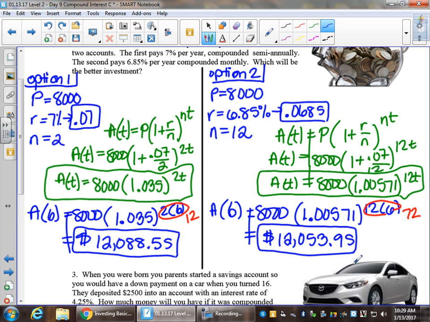Interesting result. So yes, we're compounding more. Here it's 12 times, here it's only 2, but the interest rate being a little less causes this one to get us more money. So we really should choose option 1.